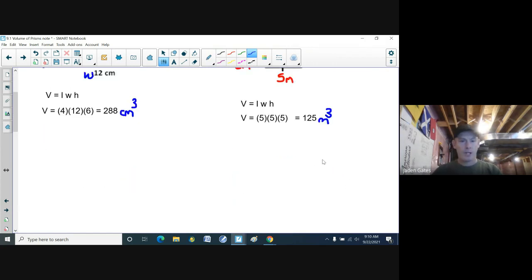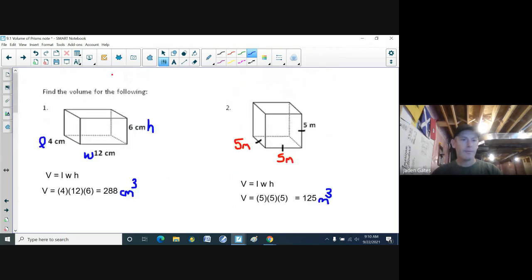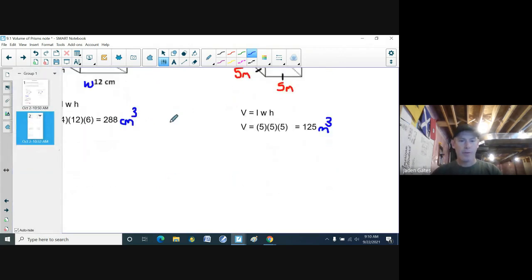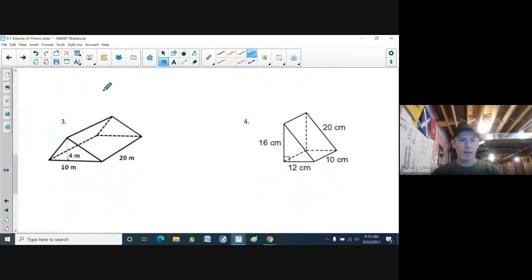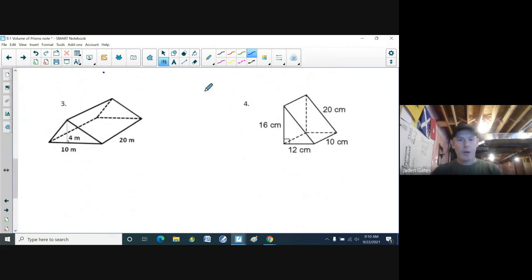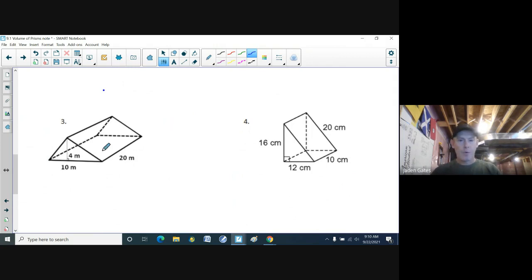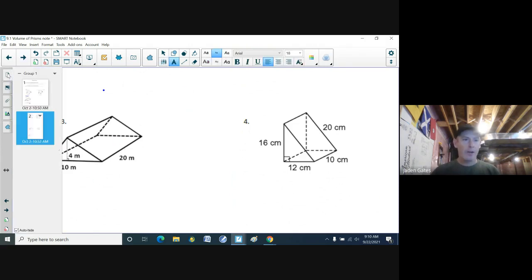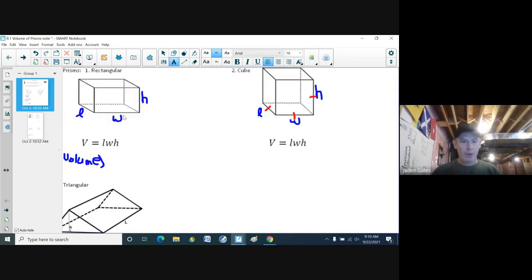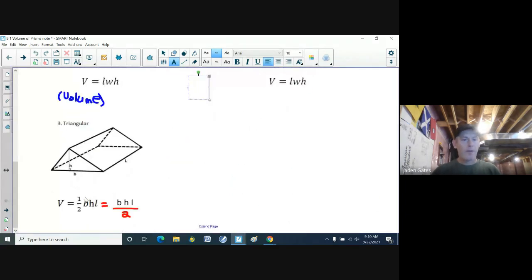All right, what else we got here? Oh, they're down farther, way farther. All right, so, well, look what we got this time out. A little 3 and 4, where we have 2 triangular prisms. All right, so now, again, if I look back at my formula here, for a triangular prism, what do we got here? We have 1/2 base times the height times the length.